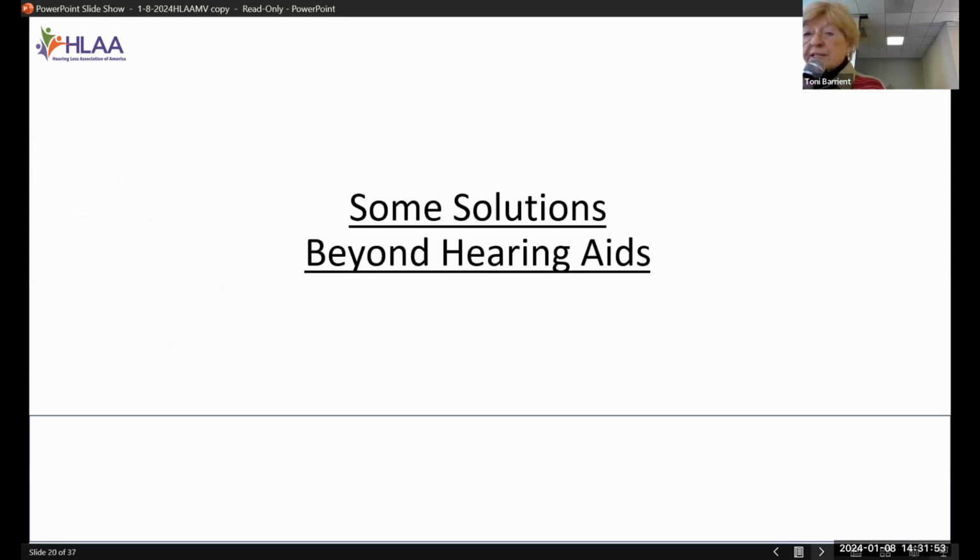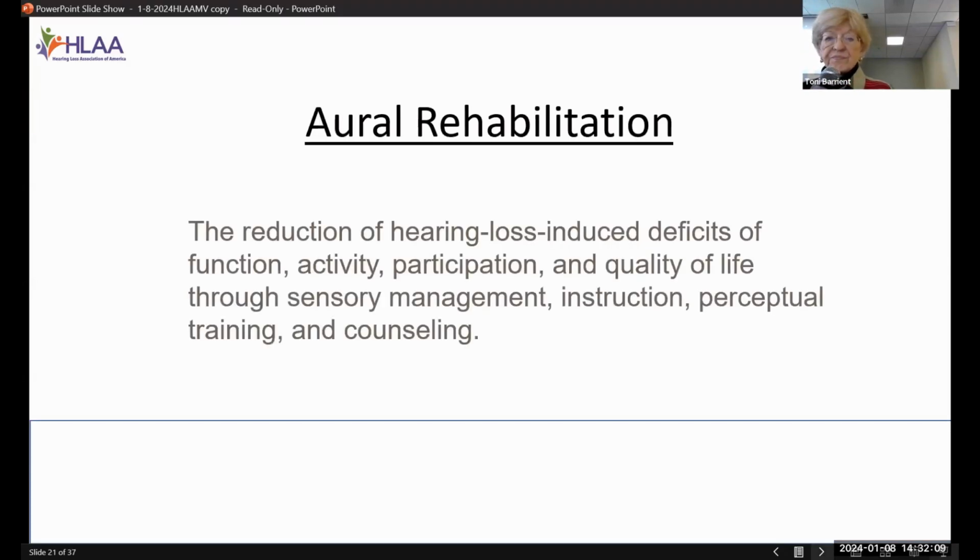So things can be done. So let's talk about some solutions beyond hearing aids, because we know that hearing aids can be part of the solution, but it's not everything. Oral rehabilitation. So I'm going to read this. The reduction of hearing loss induced deficits of function, activity, participation, and quality of life through sensory management, instruction, perceptual training, and counseling. This is usually done with a speech pathologist.